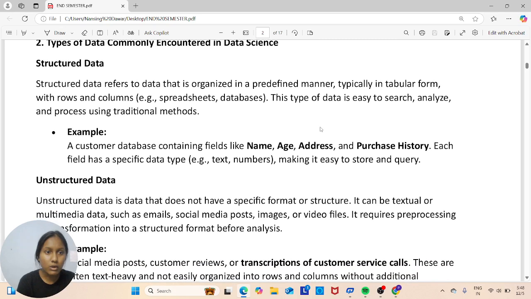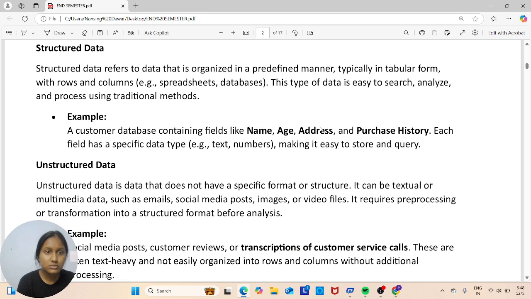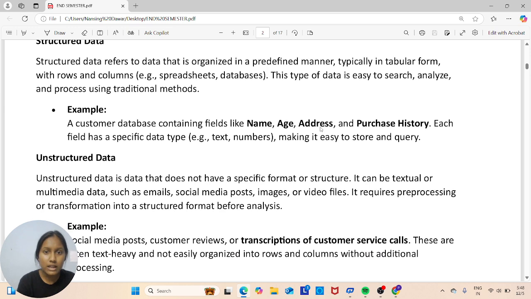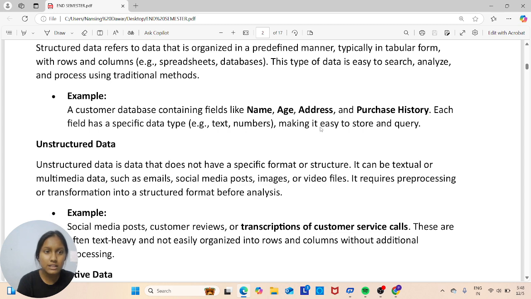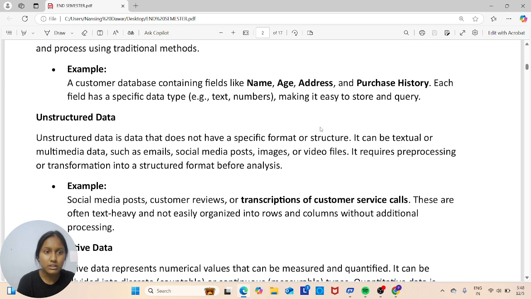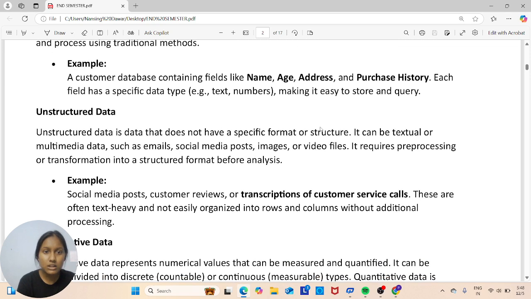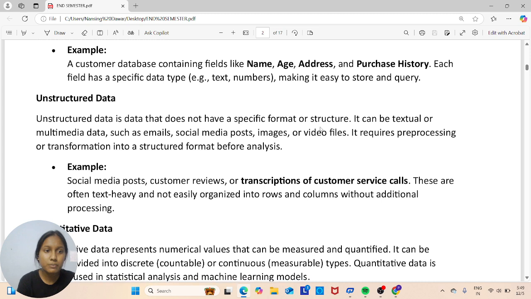Now we will learn about structured data. Structured data refers to data that is organized in a predefined manner, typically in tabular form with rows and columns. This type of data is easy to search, analyze, and process using traditional methods. Example, a customer database containing fields like name, age, address, and purchase history, etc. Like the account details we have already seen in our passbooks.